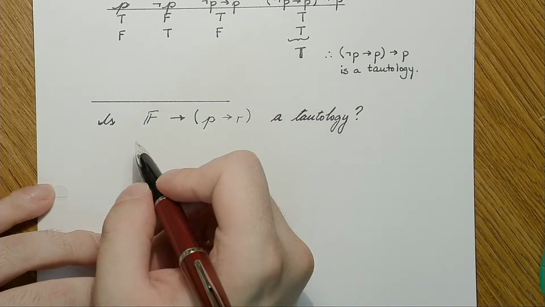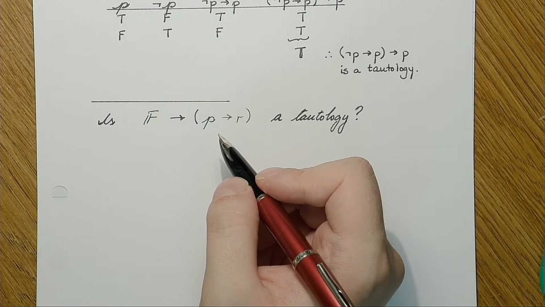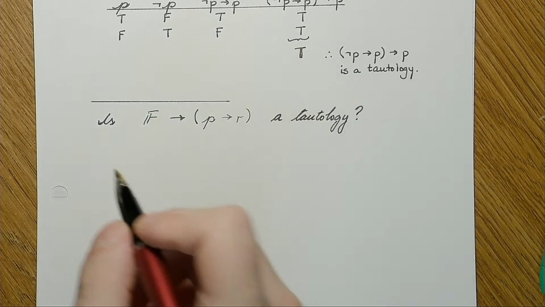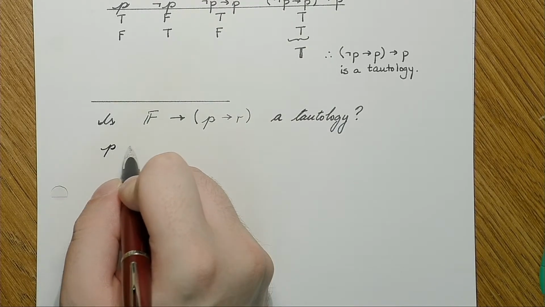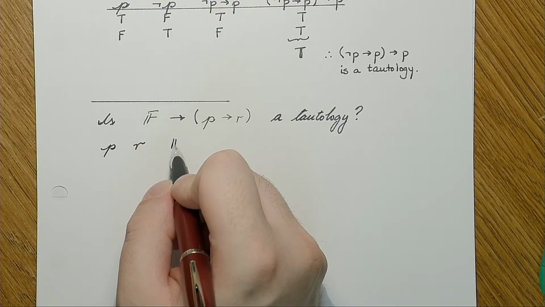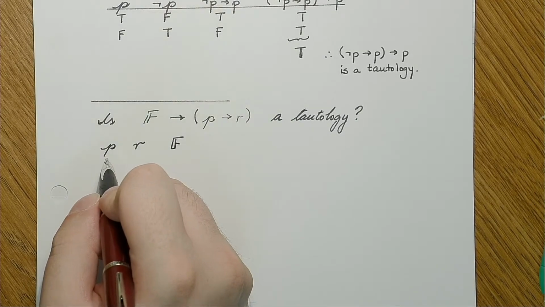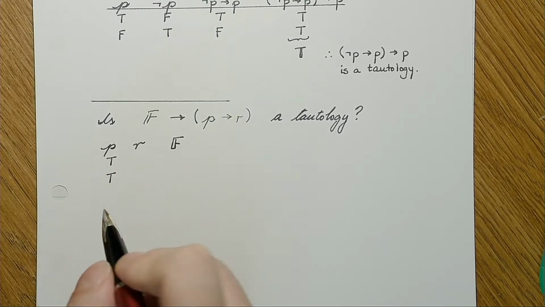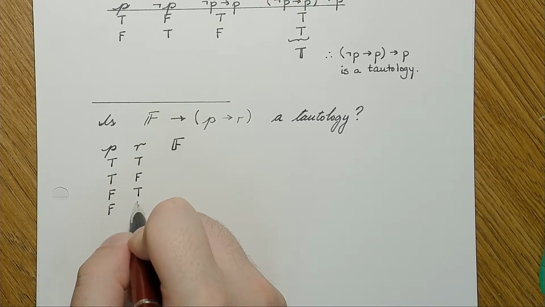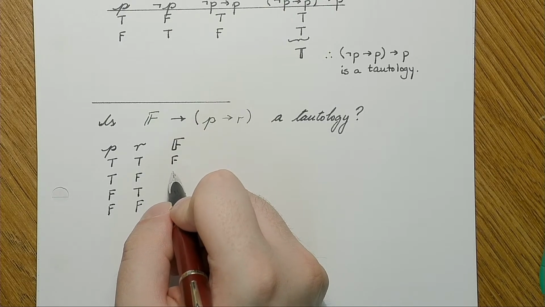So what we do is I have two prime propositions. So I have P, R, and then I also can think of it, here's kind of F. So I have true, true, false, false. I have true, false, true, false. With a contradiction, it's always going to be false.